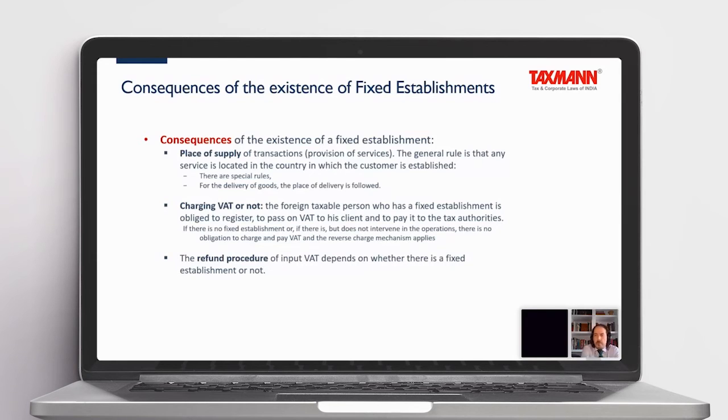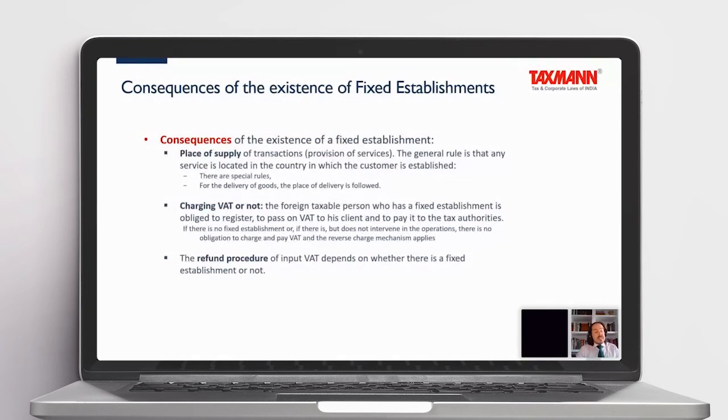So the existence of a fixed establishment or a permanent establishment not only concerns the place of supply of services, but also the obligation to charge and to enter the tax. Somehow it's different. The last case I will speak about, on the ECJ case law, deals precisely with this.